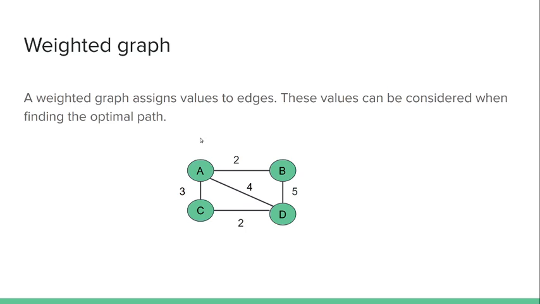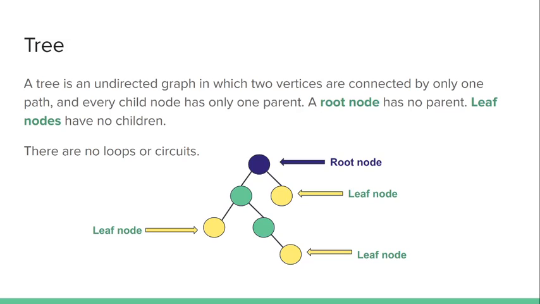So this is an example of a weighted, undirected graph because there are no arrows and there are values associated with each edge. We could also have a weighted, directed graph if we have arrows on the edges. Some types of graphs have particular characteristics. One example is a tree.